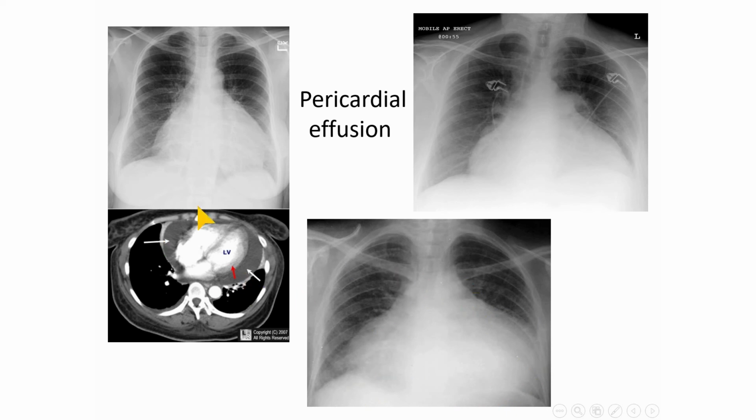This is the CT scan of the chest, axial section, mediastinal window. We see the heart is normal size, but there is pericardial effusion in the pericardial sac.